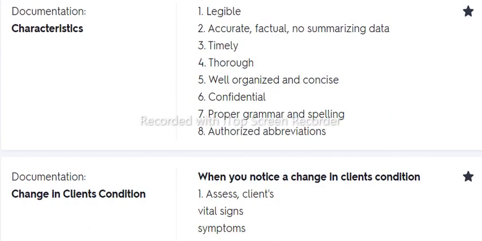Documentation characteristics. 1. Legible. 2. Accurate, factual, no summarizing data. 3. Timely. 4. Thorough. 5. Well organized and concise. 6. Confidential. 7. Proper grammar and spelling. 8. Authorized abbreviations.